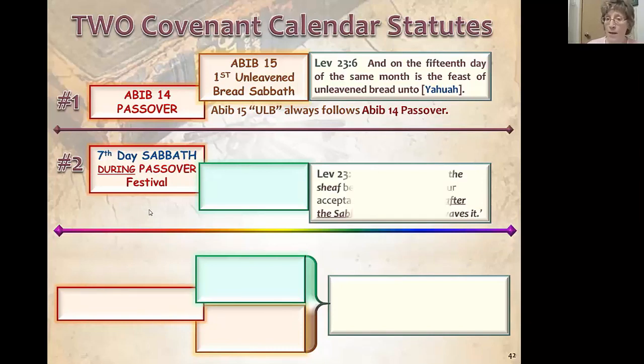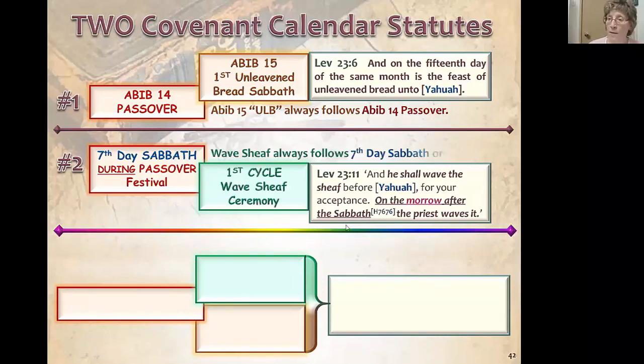We read in Leviticus 23:11, and he shall wave the sheaf before Yahuwah for your acceptance on the morrow after the Shabbat, after the Shabbat. The priest is to wave it. What happens on the day after the Shabbat? Well, you have Abib 15 and you have the wave sheaf ceremony happening after Shabbat, no matter when the Passover is during the week. Now I want you to look at what Joshua does.